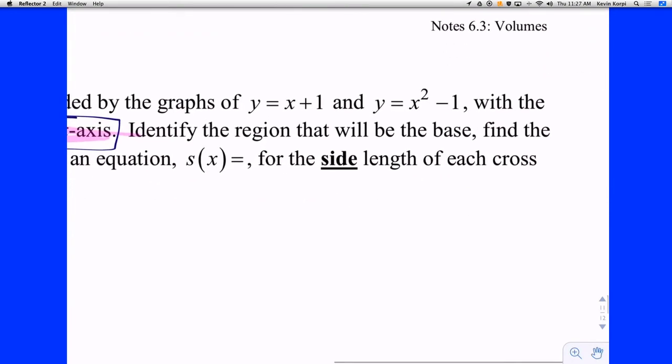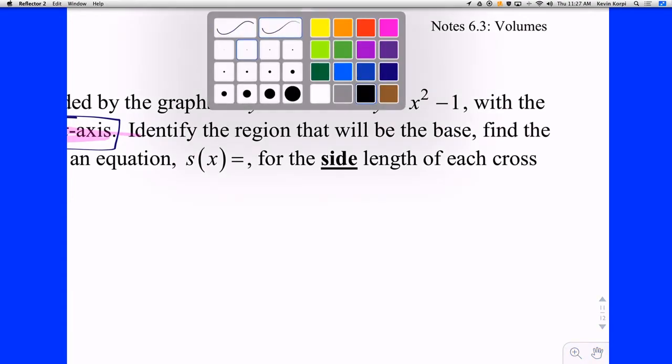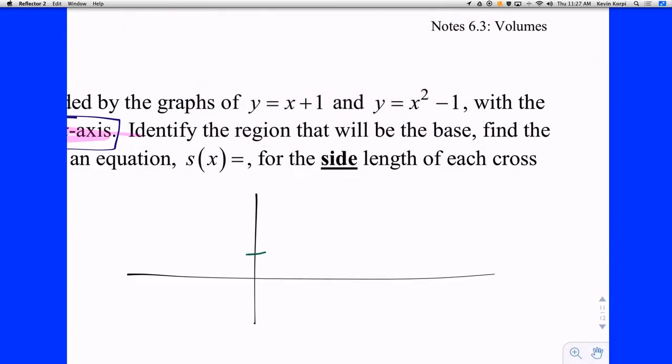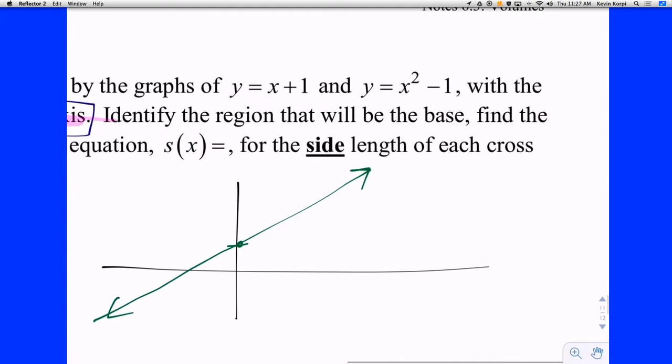Okay, so step one, we need to identify the region. We're identifying now the slab on which we're going to be building. And of course, x plus 1, we know what that looks like. It has a y-intercept of 1 and a slope of 1, so it looks like that. And then x squared minus 1 has a y-intercept of negative 1, and it opens up like that. So the region again, and this is the same one that I just drew above, but this one's a little bit more exact. It's in the right spot. That's the slab on which we're building.